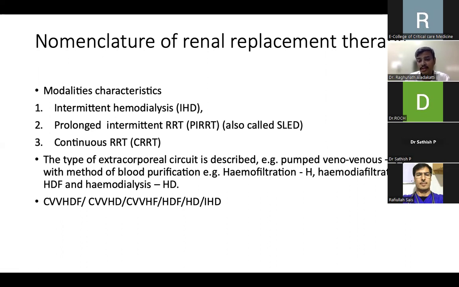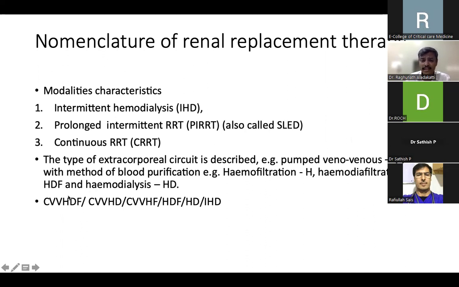Always ask which technology you are using: veno-venous with which method of blood purification. If you are using only filtration, it is called veno-venous hemofiltration. If you are using both dialysis and filtration, filtration means removal of fluid and dialysis means removal of solutes. If you are removing fluid and solutes together, we call it veno-venous hemodiafiltration. If it is intermittent, we can use intermittent hemodialysis.